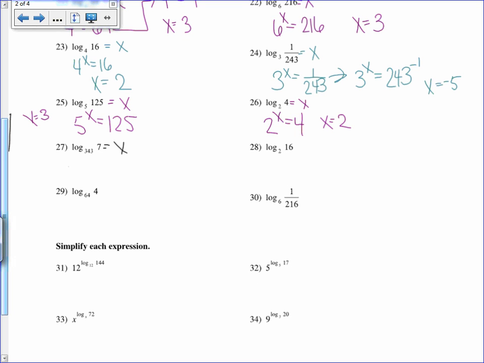27, set that equal to x. This is going to be 343 to the x power is equal to 7. Obviously, I'm starting with 343 and I'm going down to 7. You are going to have a fractional exponent. Okay, and if you mess around with this, you end up getting that x is equal to 1/3.